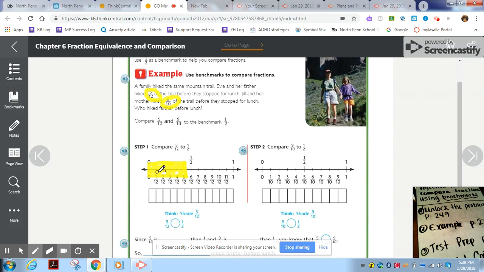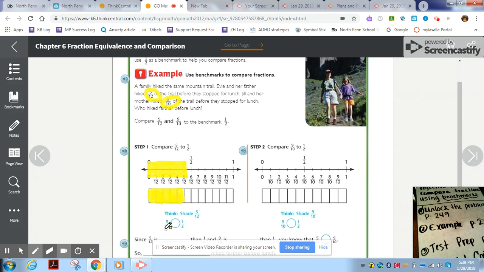Okay. We are also going to fill in the fraction strip. 5/12. 1, 2, 3, 4, 5. 5 out of 12 are shaded. So I'm going to go like this. Good. Now, before we move and shade in the 9/10, we're going to stop for a second and think.